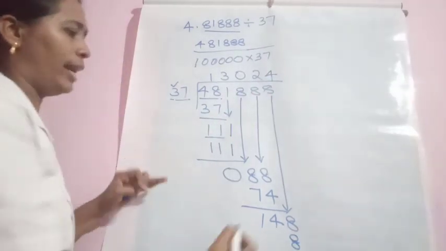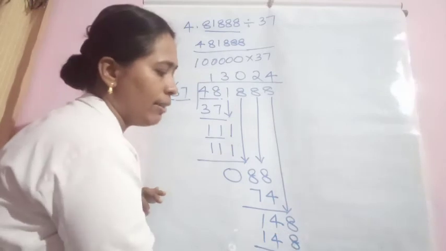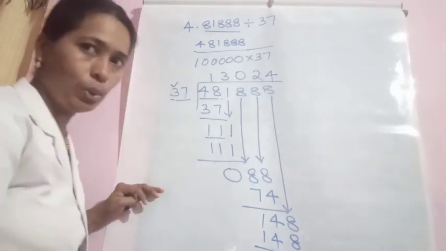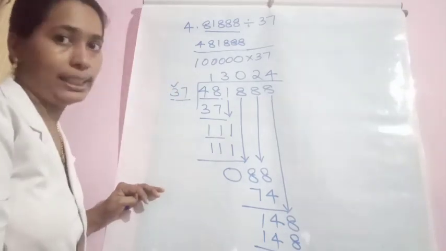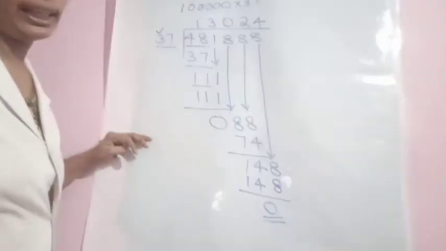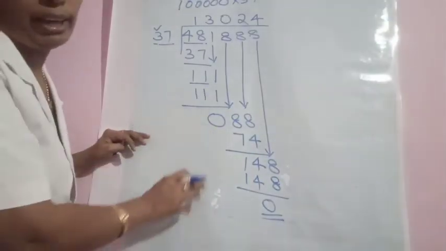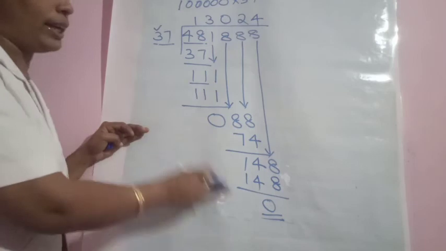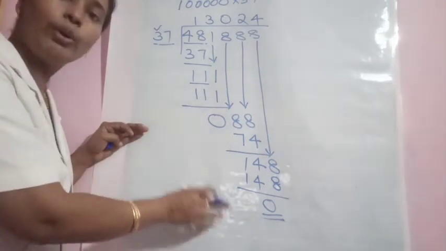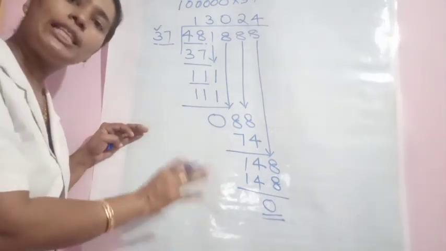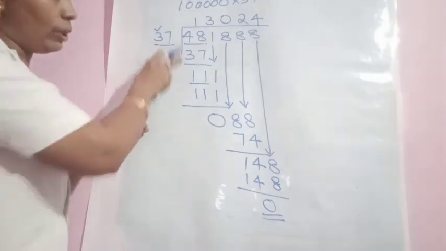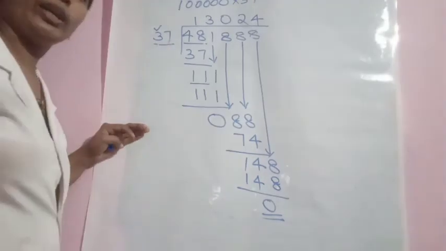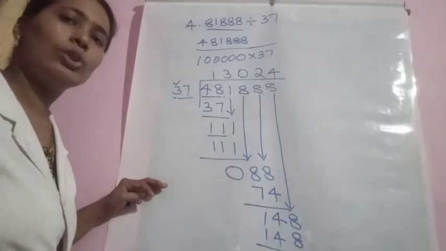148, 2 balance, 0. Correctly divisible numbers only will be given to you. You don't have any remainder in this section. Remainder will be 0 in these cases. So is it clear, the steps and all? Okay. Now let us take the quotient to the above.